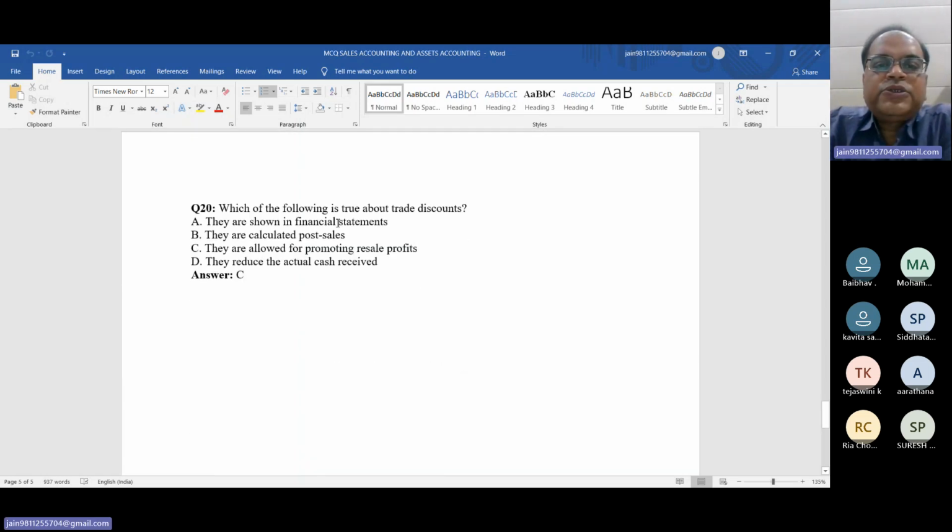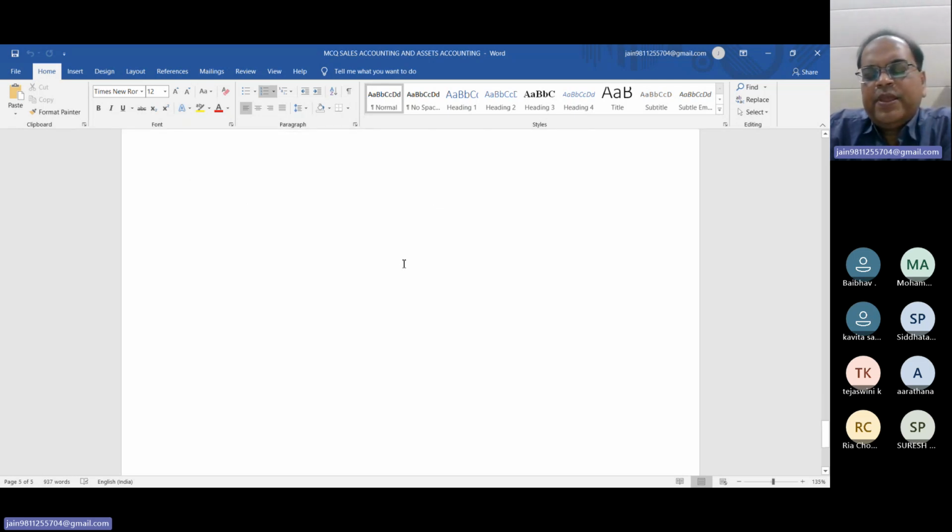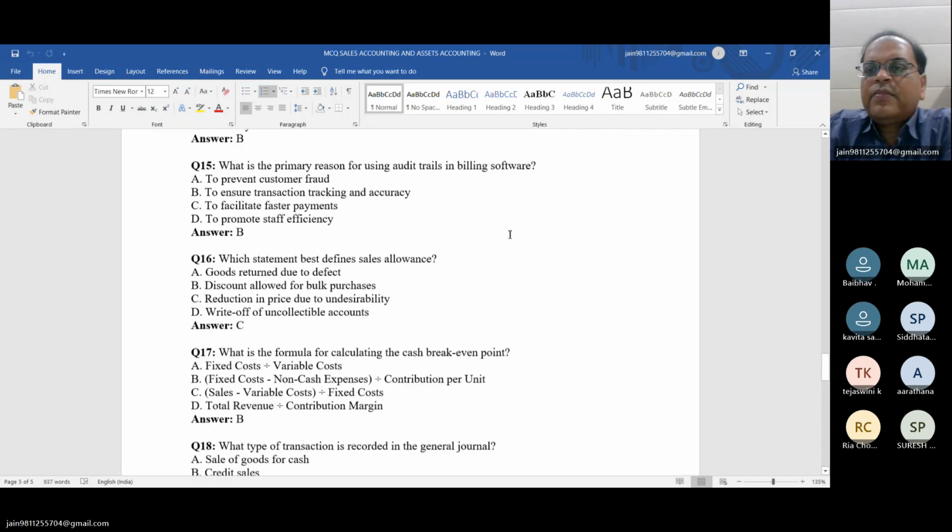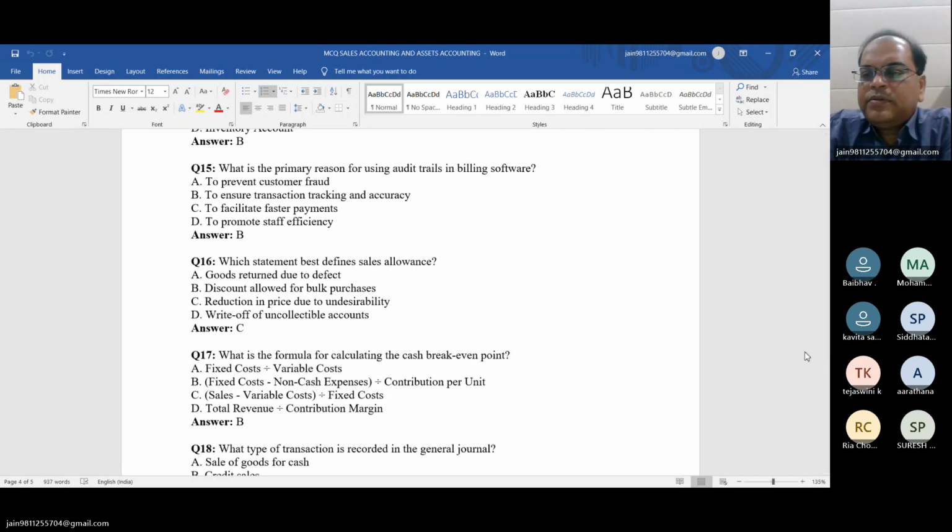And which of the following is true about the trade discount? They are shown in the financial statement. They are calculated post sale and they are allowed to prompt realize resale profit. So I think the correct answer is C. These were some of the questions regarding sales accounting.